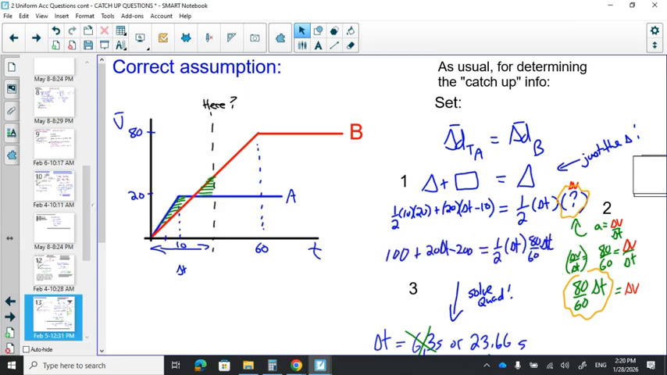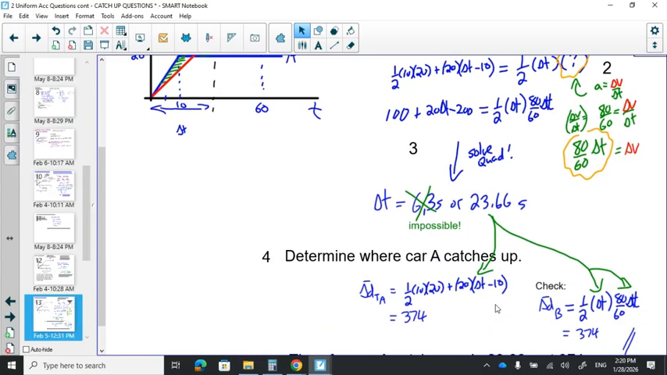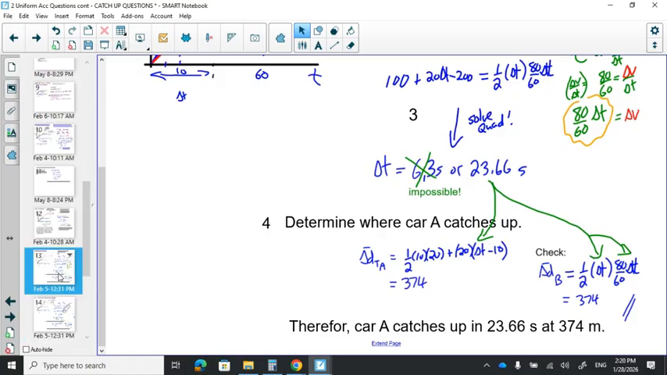Get the computer to catch up to me here. So that leads to a quadratic. I'm not running through the whole quadratic formula here, but it's something that obviously needs to be able to be done if needed, right? Spits out an answer of 6.3 seconds, which doesn't make any sense because it's an inadmissible answer, they call it. And then the correct answer from the situation is the 23.66, which we could check because we could just calculate where they are after the 23.66, and it works out to be 374 for both the vehicles. Okay, so that's a classic catch-up question.